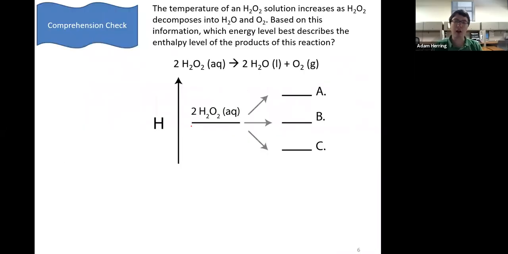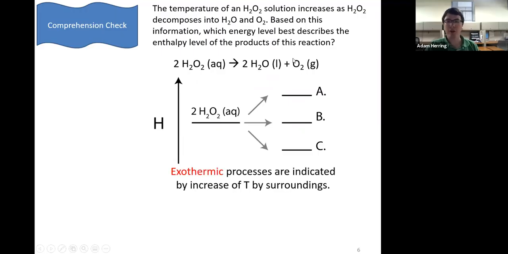All right, here are a couple practice problems for us to think about what's going on here. The temperature of a hydrogen peroxide solution increases as the hydrogen peroxide decomposes into water and oxygen. Based on this information, which energy level best describes the enthalpy level of the products of this reaction? How do we think about this?